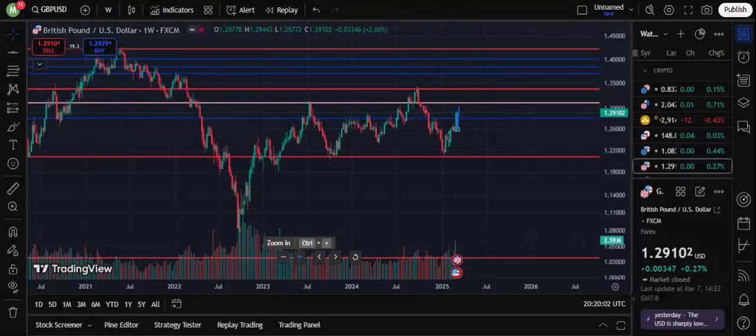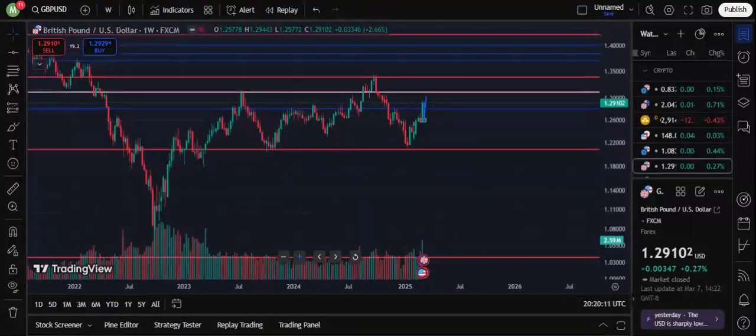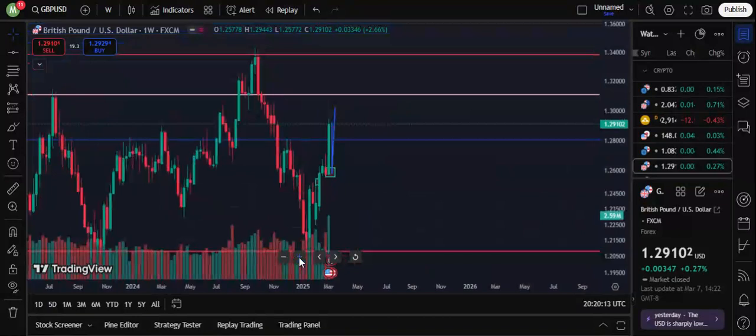So now that we have marked our weekly support and resistance, what we want to do right now is zoom in. This is our weekly support, and this is our weekly resistance. Price came through this place and broke through this weekly resistance.